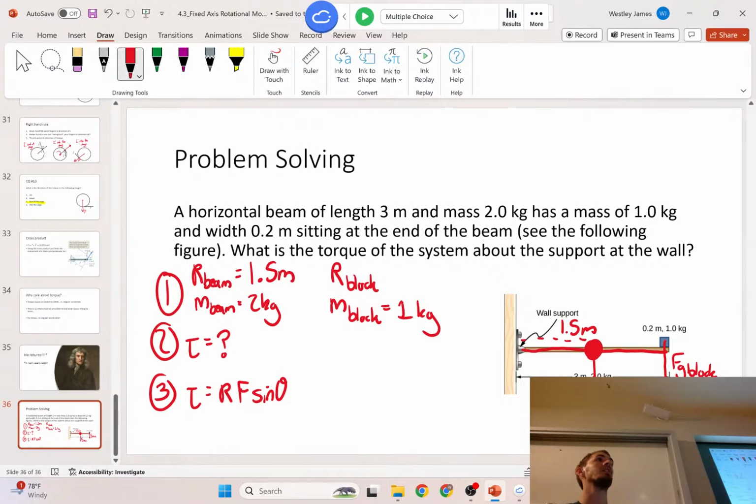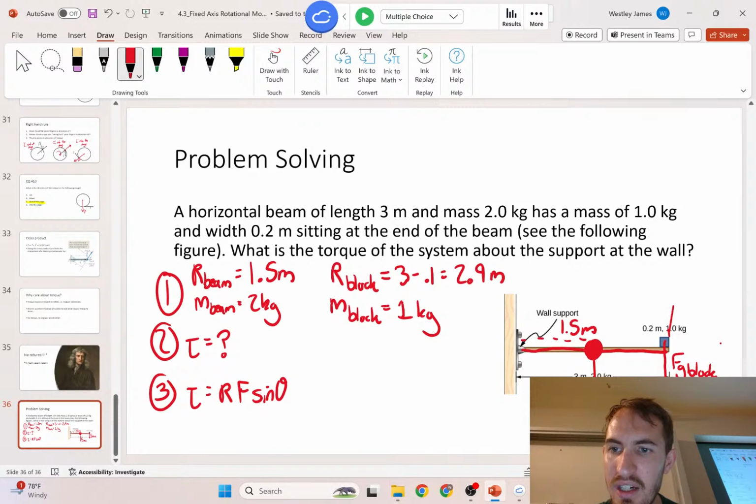So the center of the block is going to be at 0.1 meters. You know, half of 0.2 is 0.1. So what is the radius? How far away is that block? 3 minus 0.1, 2.9 meters. Because the center of that block is not sitting at the very dead end of that beam. It's slightly, and you can see that in my picture, y'all, there's a very tiny little shift there. That little tiny shift is 0.1, to get that center mass.